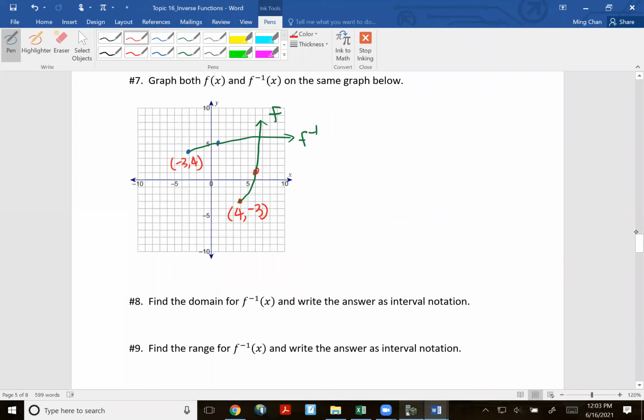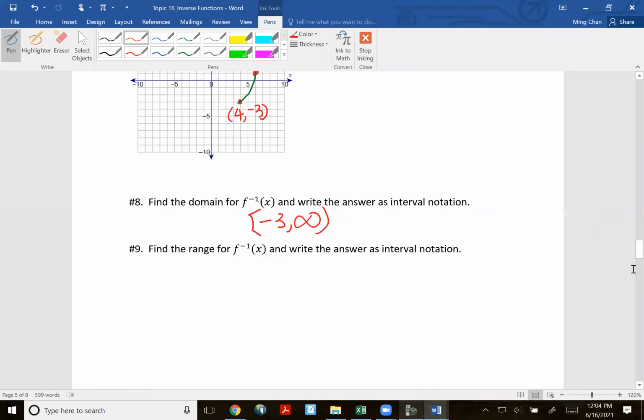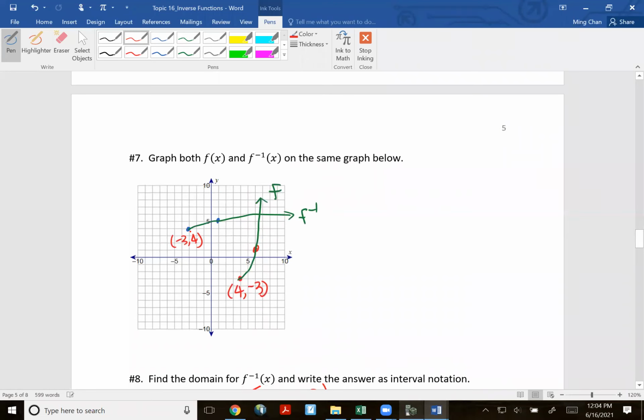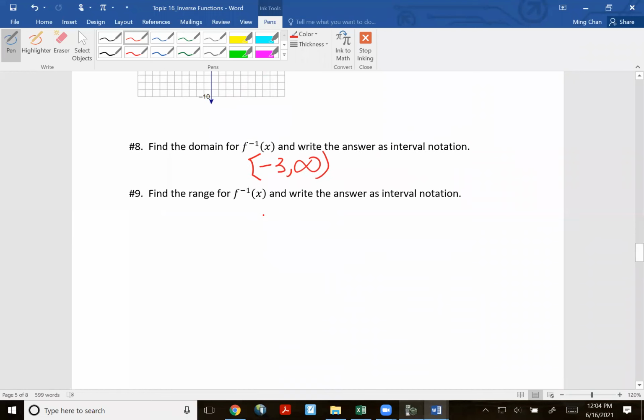But there's actually another thing I'm going to show you. Find the domain for the inverse. This thing is going to the right, so the domain is from -3 to infinity. Since -3 is on the line, I have to use the bracket. For the range of the inverse, the y values keep on going up, so it's from 4 to infinity.